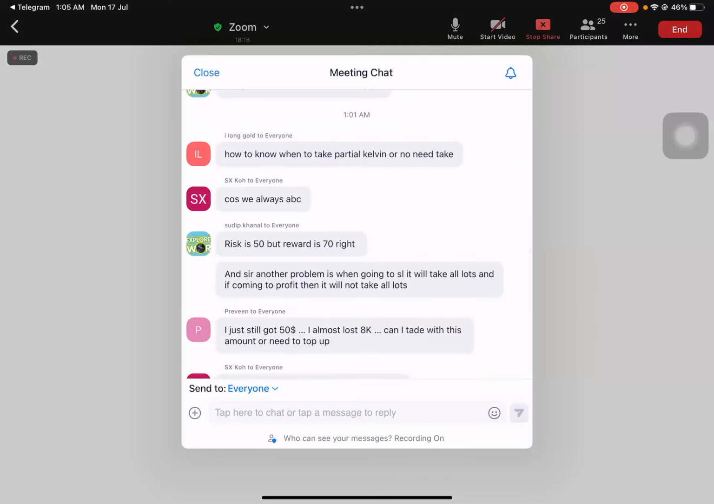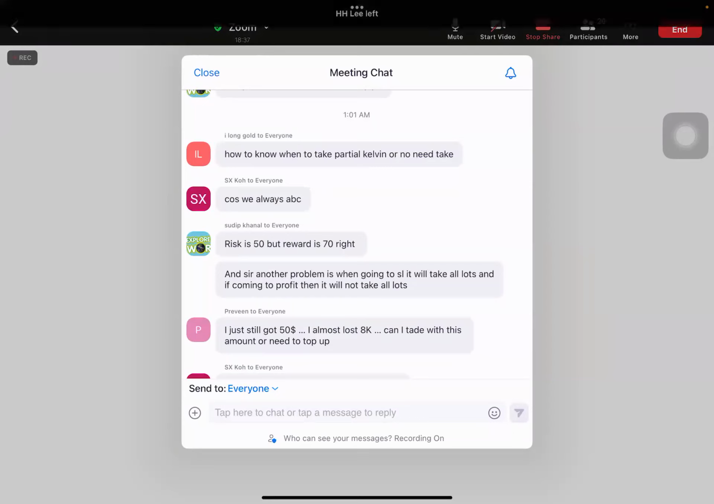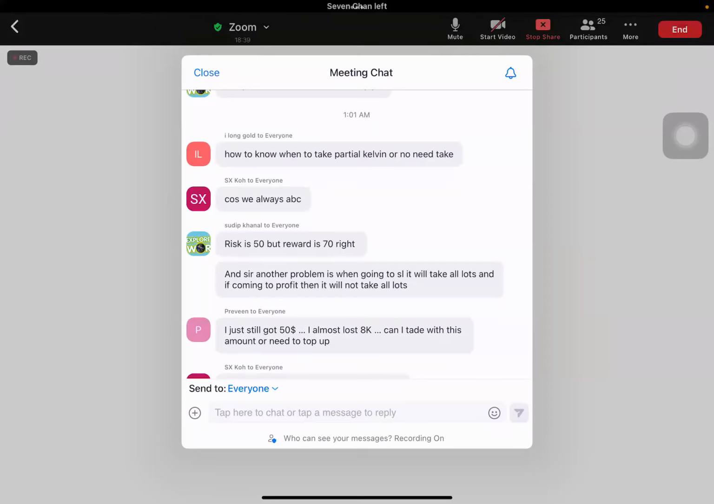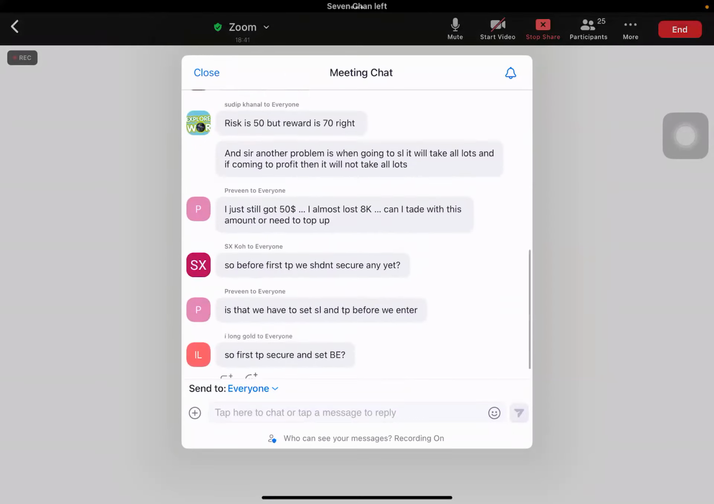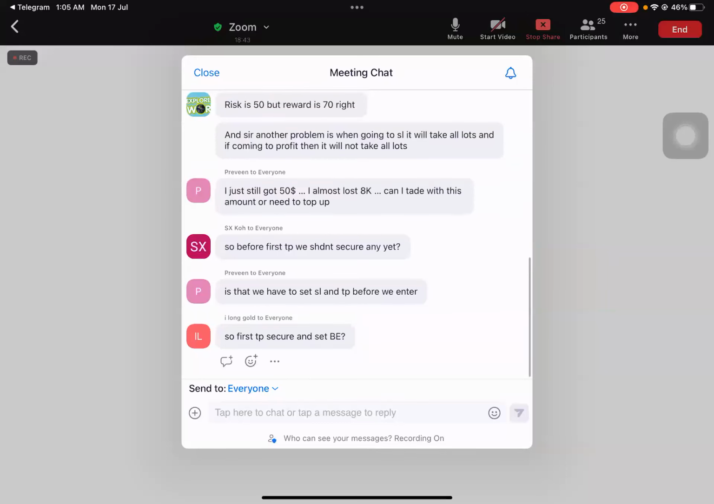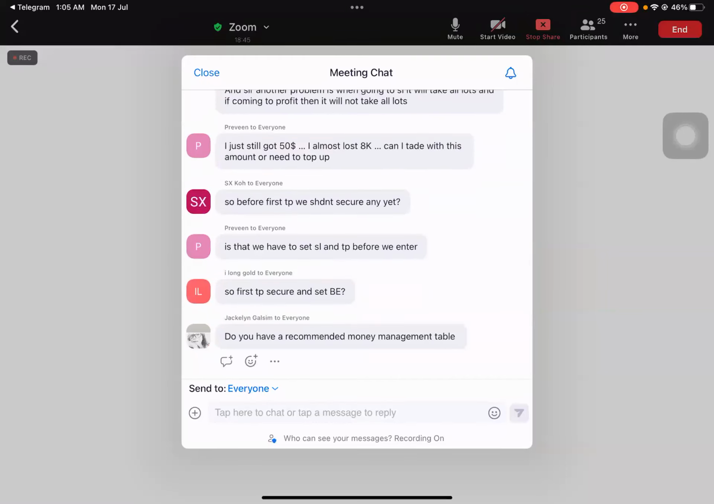How do you know when to take partial or no need to take? Technically, I will say it's based on the structure of how the current pair is moving, the price action. But in theory, whenever the price starts running 1:1 of your risk, you can think to take partial already, or take all, because you are no more risking anything.